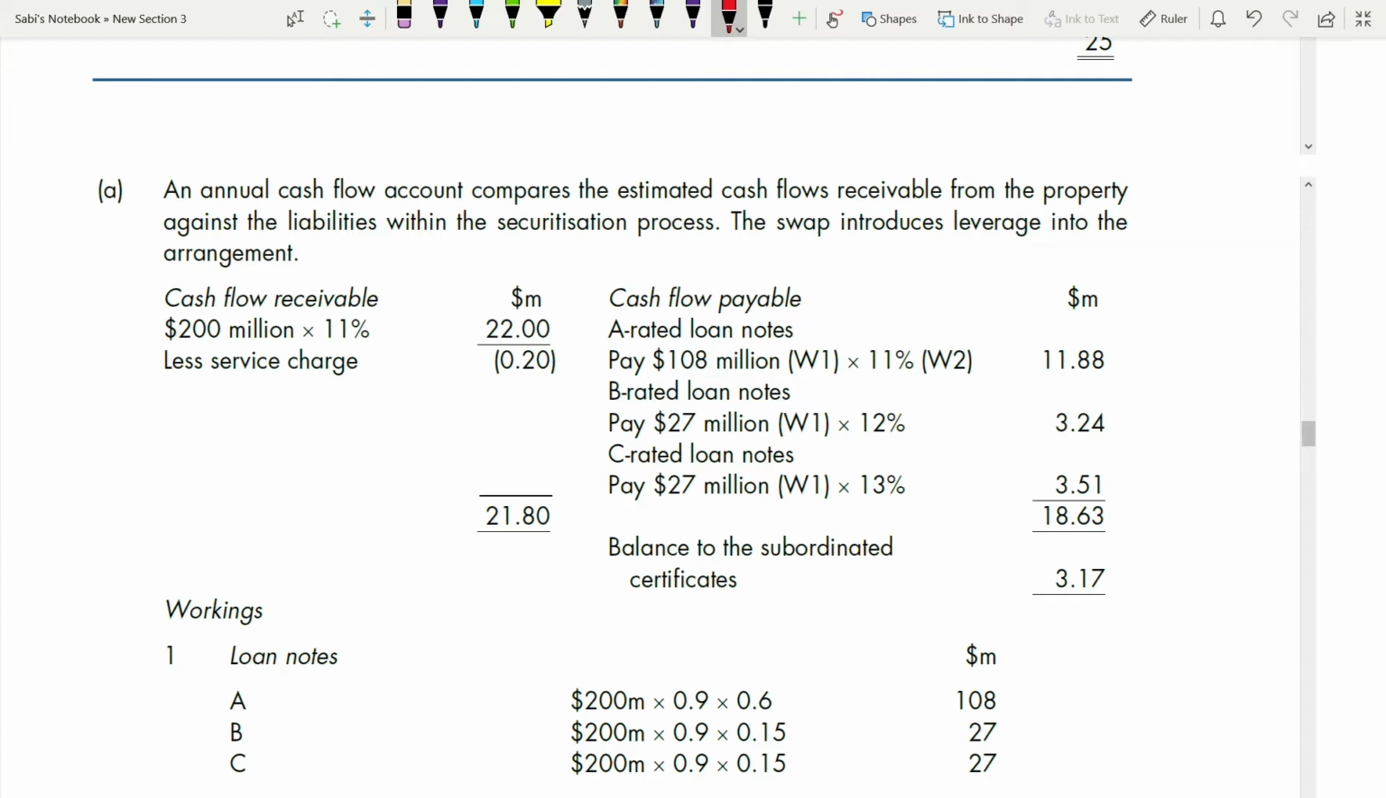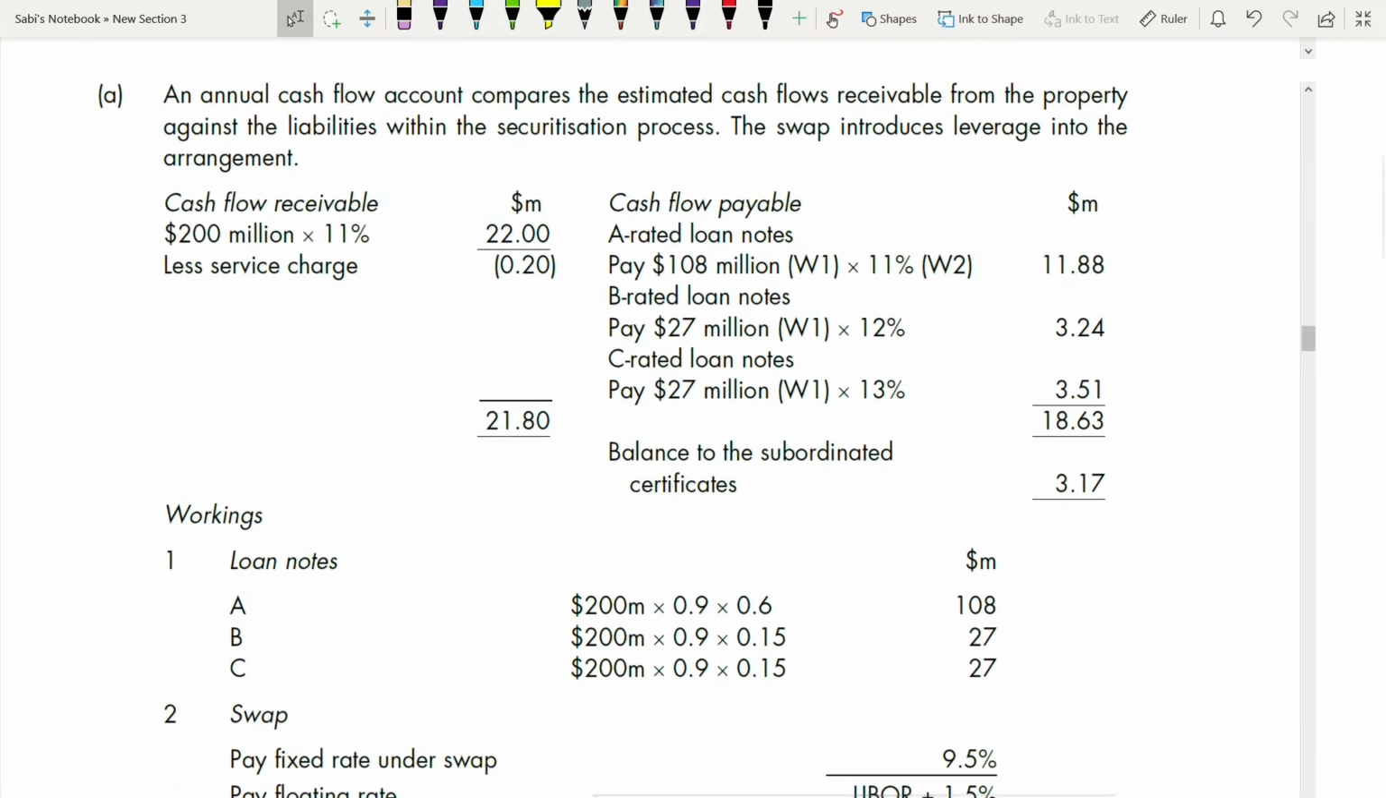This is how it will be like a T account you have to create for securitization whenever you are given different tranches. On the left side, you have to put all your cash flow receivable, because it's an asset. You have to deduct your service charge. Then on the right side, all your liabilities will come: A rated loan notes, B rated loan notes, C rated loan notes, and also subordinated certificate, which is the balance. These are cash flow payable. So first we'll start from the left side, which is cash flow receivable.